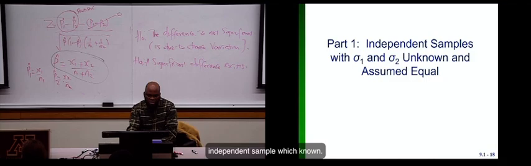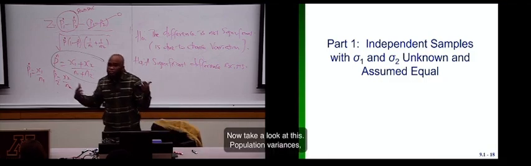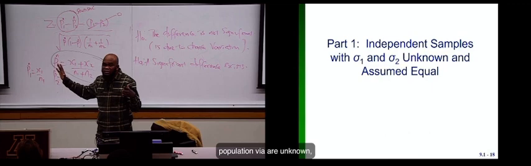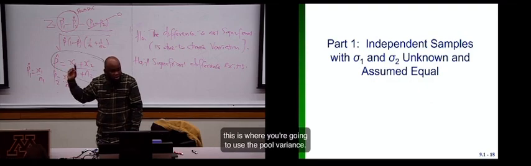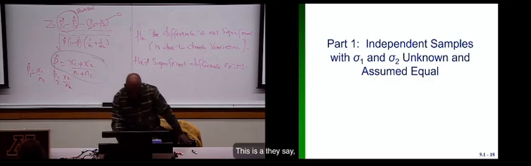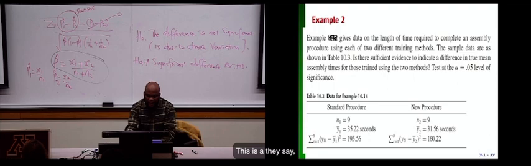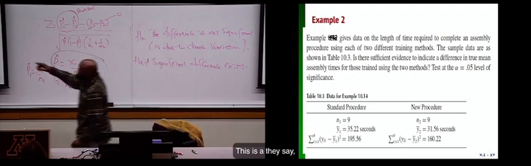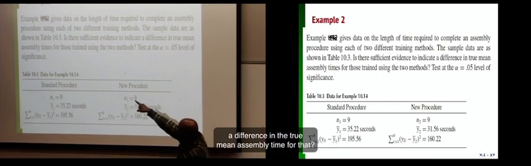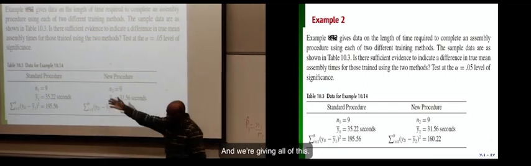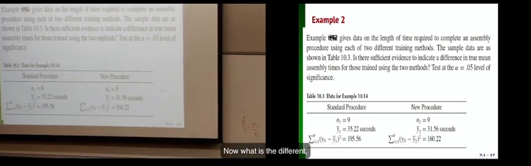Independent sample with unknown population variances. Now, take a look at this. The population standard deviations are unknown, but they are assumed to be the same. If they are assumed to be the same, this is where you're going to use the pooled variance. This is the data. Here the question says, is there sufficient evidence to indicate a difference in the true mean assembly time? And we're given all of this. Now, what is the difference?